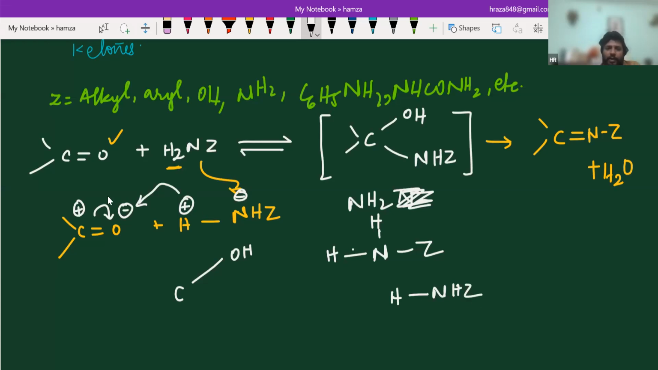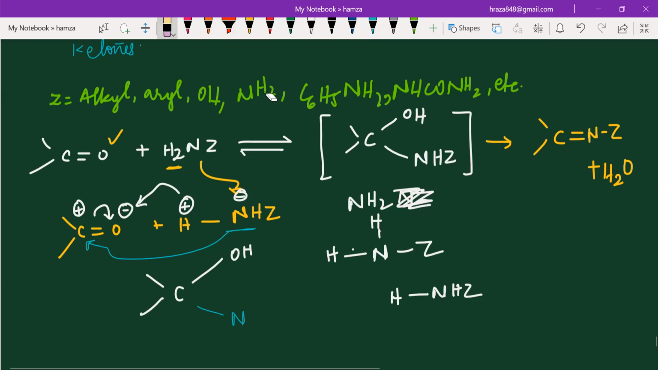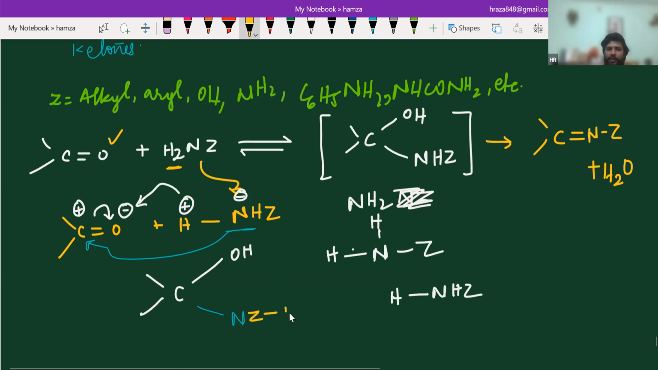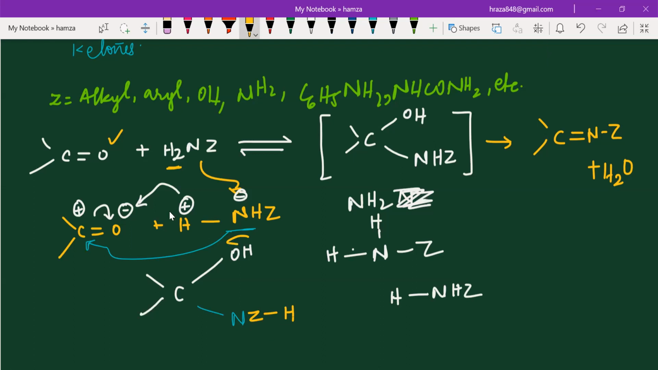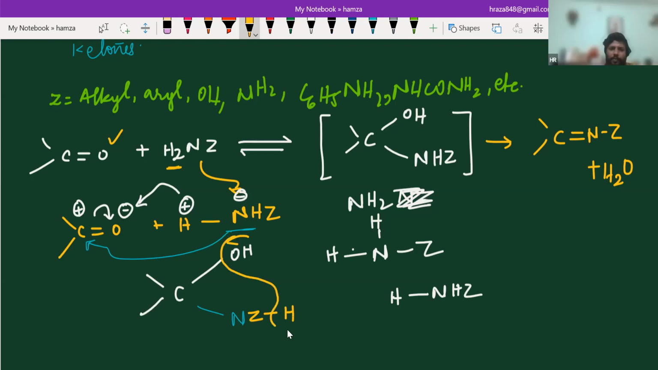So this H plus will go to this, and you can see this carbon will have positive charge, and you are seeing the negative charge here. So it will attack directly on carbon, and it will form NHZ, right? Now I'm going to write this NZH. Then remove this H2O. If you remove this H2O, this will be like this. So in order to satisfy itself, it is making a double bond.